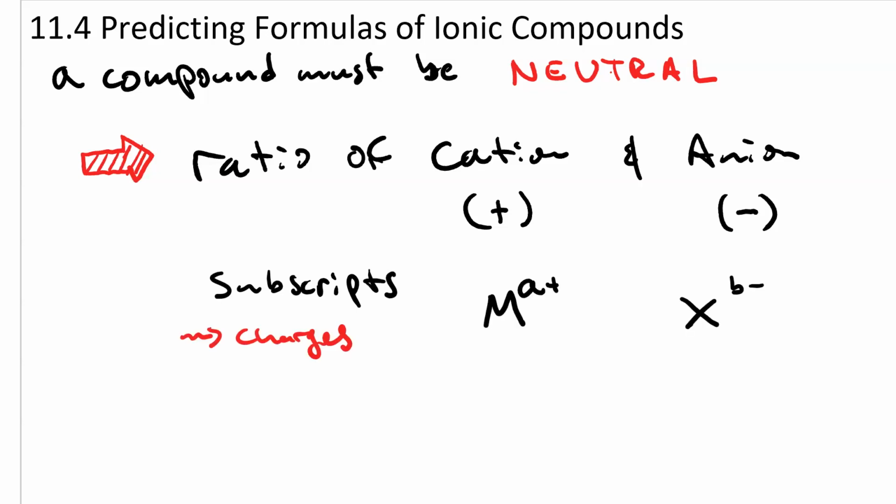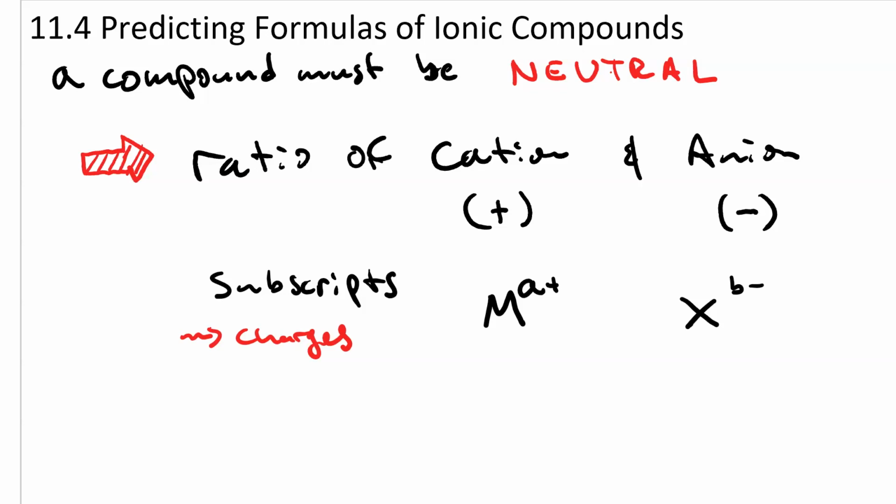The subscripts will be related to the charges on the cation and anion. Say my cation is some metal ion with charge A+. My anion is some nonmetal with a charge of B-. This means that the positive charge supplied by the cation has to equal in magnitude the negative charge supplied by the anion.